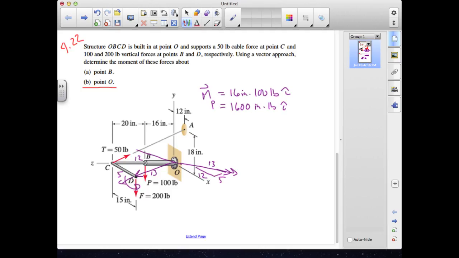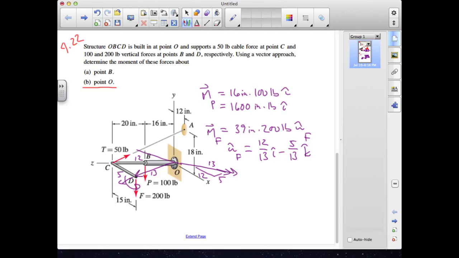Here we're going to have that the moment due to the force vector F is the moment arm, and it's actually 39 inches times the force, which is 200 pounds. And then that's on a unit vector UF, which is given by the 5, 12, 13 triangle that we can see down here. UF is going to be equal to 12 thirteenths in I and minus 5 thirteenths in K. Now that's using the scalar approach.